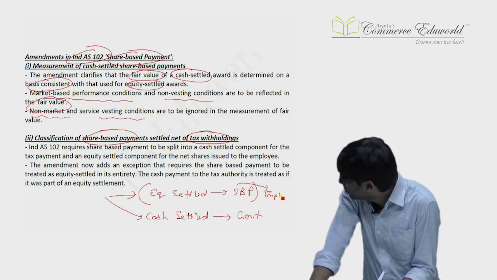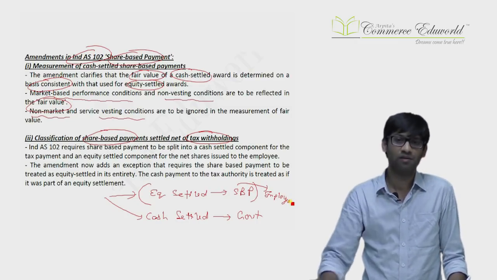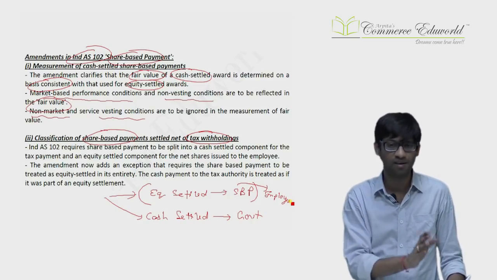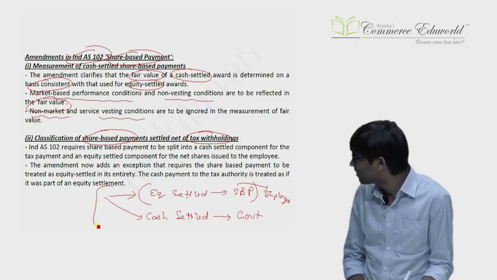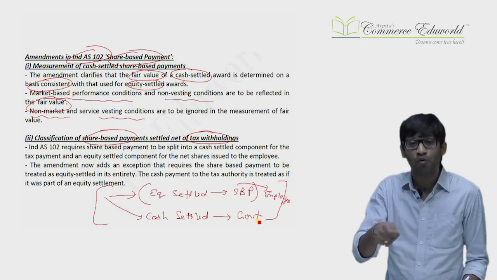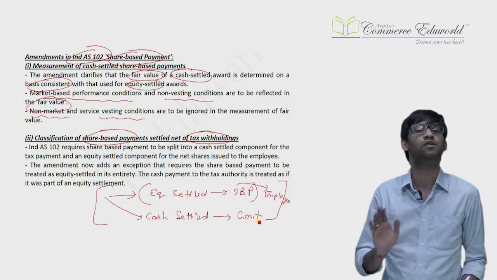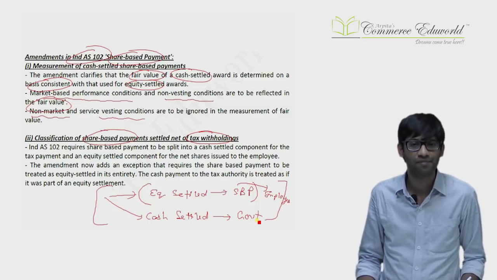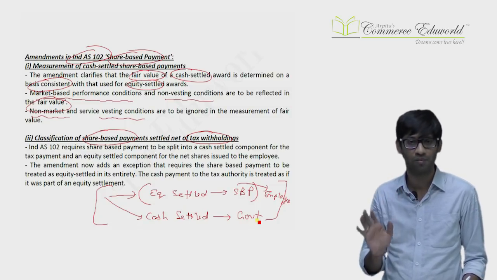Earlier, as per the earlier IND AS, these two parts, the equity settled and the cash settled, had to be accounted separately. Equity settled separately, cash settled separately. Now, as per the amendment, this entire thing will be treated as equity settled. Reason: when you are paying equity, you paid cash only for the purpose of withholding tax and no other reason. Therefore, no need to bifurcate equity settled and cash settled. The entire thing will be considered as equity settled and accordingly accounted. What if you are paying cash over and above the withholding tax? Then it has to be accounted separately.